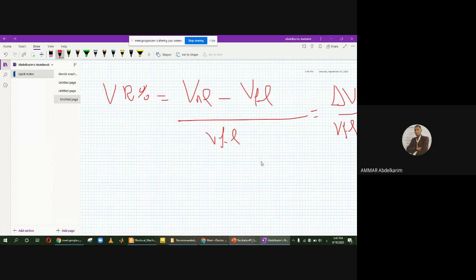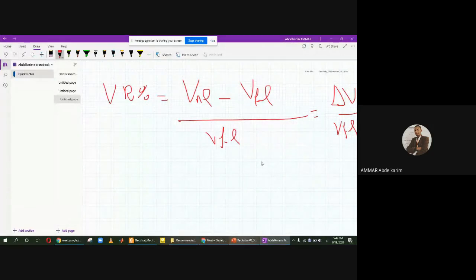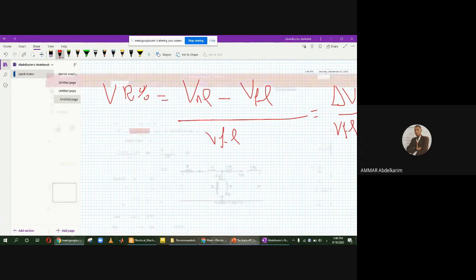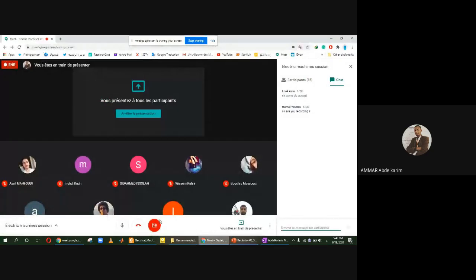So the voltage regulation, we said that it can be positive or negative, according to the type of the load. If the power factor is lagging, the voltage regulation is positive. If the power factor is leading, the voltage regulation is negative. Also, we can use primary parameters to calculate the voltage regulation, and also we can use the secondary parameters. But the condition is that all parameters must be referred to one side, to the primary or to the secondary. We cannot mix them. All the parameters must be referred to one side, primary or secondary.